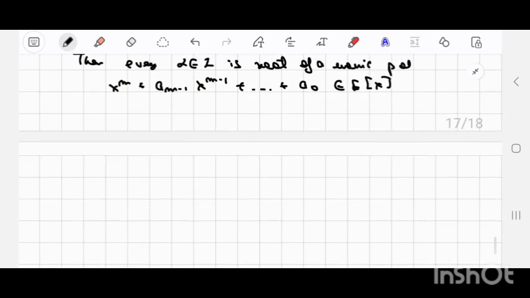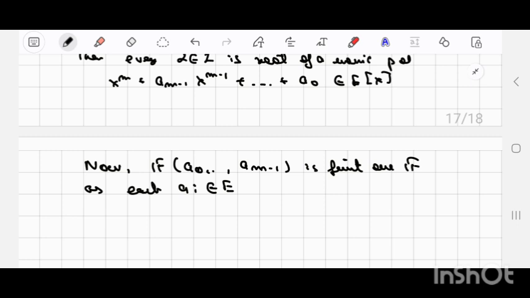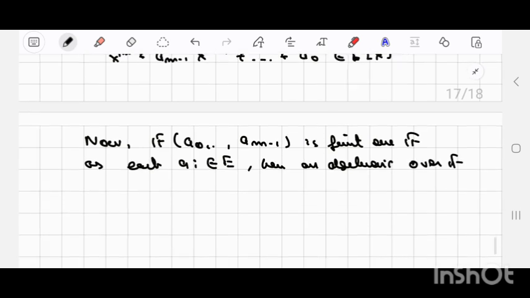Right? Now observe the following. This is a very trivial observation. Now the field generated by a_0 till a_(m minus 1) over F is finite over F. Why is it so? Each of these a_i's comes from E, and hence is algebraic over F, because E over F is given to be an algebraic extension. Clear? Therefore a finitely generated extension with respect to algebraic elements is algebraic. We have just proved that F(a_0, ..., a_(m minus 1)) is algebraic over F.